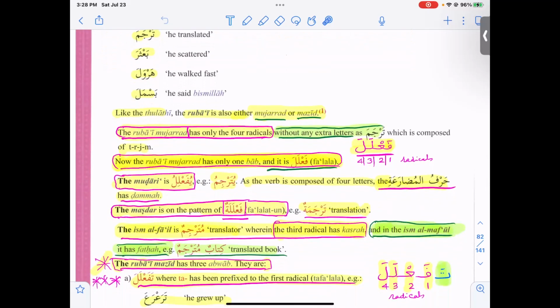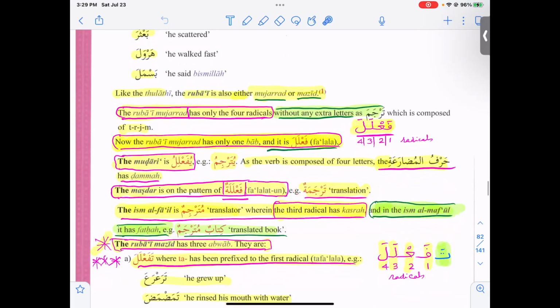Now, the masdar is on the pattern of, nice pattern, Fa'alalatun. Yes, we have to remember. Only one pattern of masdar. Fa'alalatun. So here, my brother, Tarjama, yutarjimu, tarjamatun, means translation. I'm pretty sure you say this in Farsi, in Urdu, and in Bengali, and all those languages. What do you say? Tarjama. Tarjama means translation. They will say, Quran ka tarjama hai. They won't say tarjamatun. They will say tarjama. So it means translation. We know this. It is common in a few languages, you know.